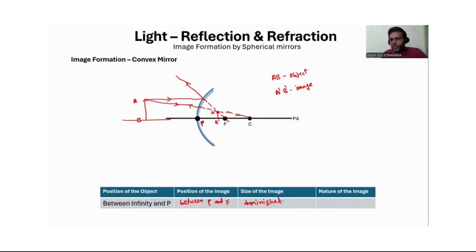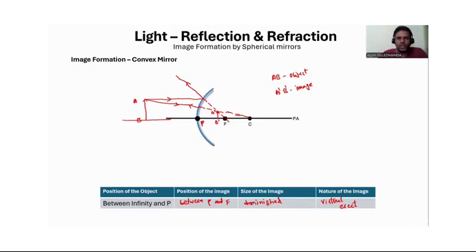So the size of the image is diminished. And what is the nature of the image? The nature of the image is that it forms behind the mirror, so it is a virtual image, and it is basically an erect image. Okay, so that's about the convex mirrors.